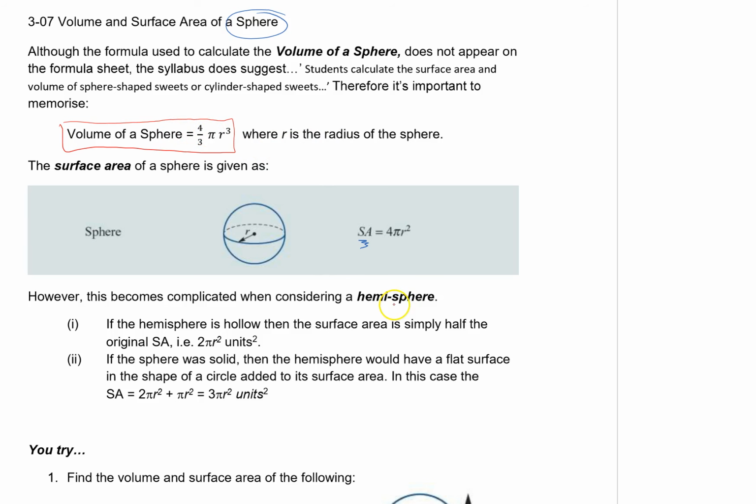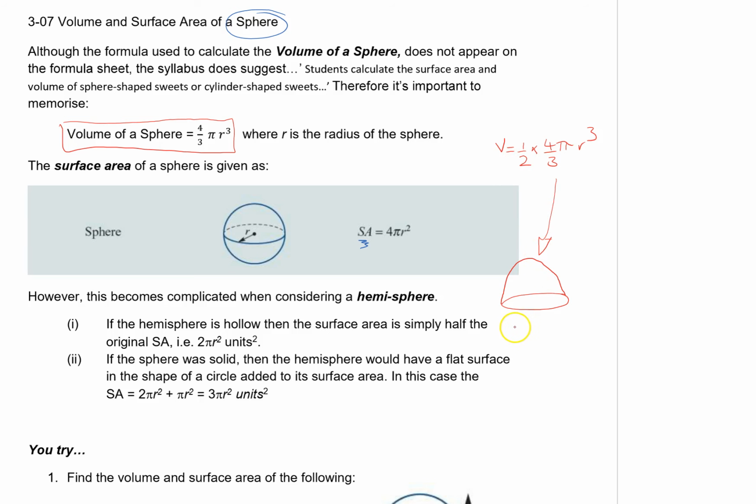The other complication to that is when you consider a hemisphere. A hemisphere is exactly half, so in terms of the volume, it's straightforward. The volume just becomes a half of 4/3 pi r cubed. You can just use that calculation, and some of you will know how to simplify that. It doesn't matter if you don't simplify it. You can still just use that formula for calculating the volume of the hemisphere.